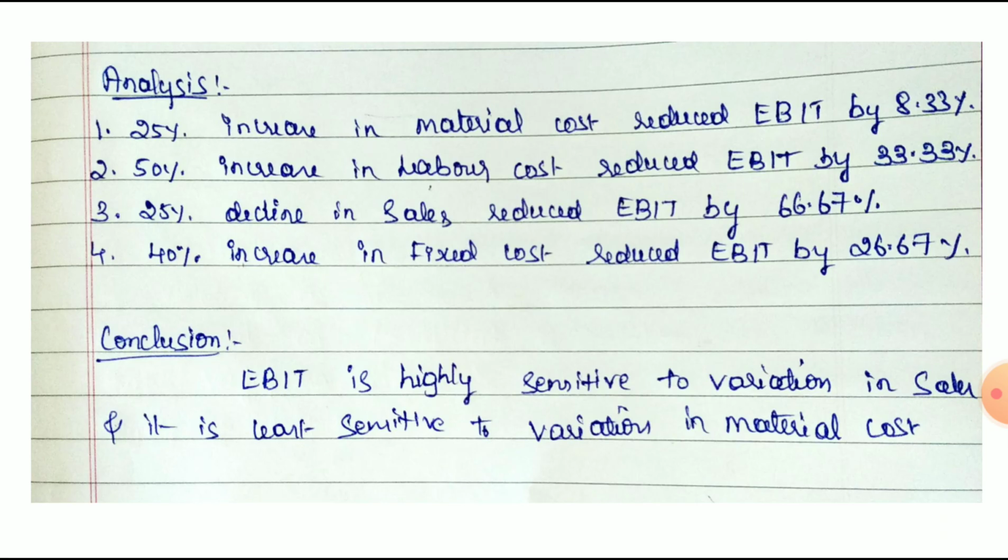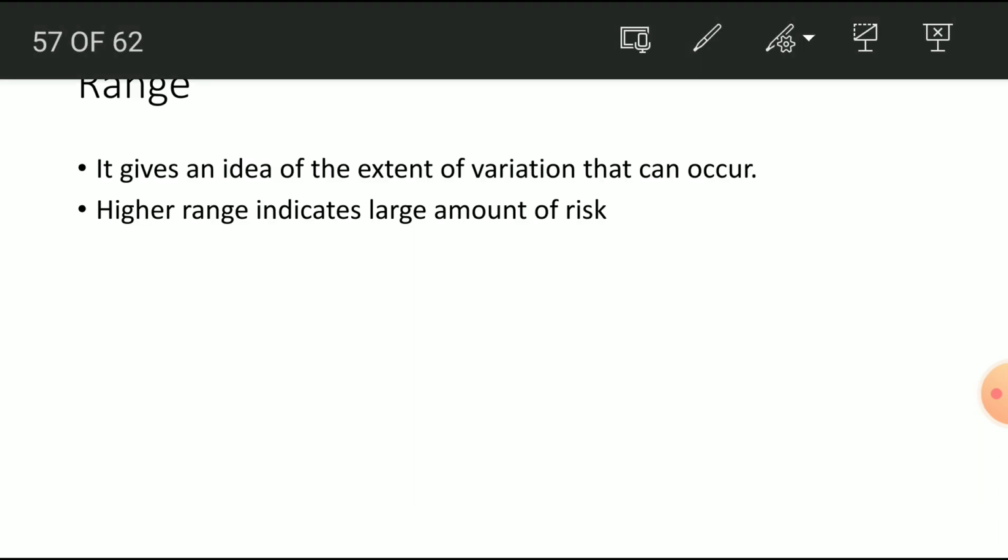So this is the analysis we have to make. Finally the conclusion we have to give: EBIT is highly sensitive to variation in sales and it is least sensitive to material cost. A 25% increase in material cost reduced EBIT by 8.33%, a 50% increase in labor cost reduced EBIT by 33.33%, a 25% decline in sales reduced EBIT by 66.67%, a 40% increase in fixed cost reduced EBIT by 26.67%.